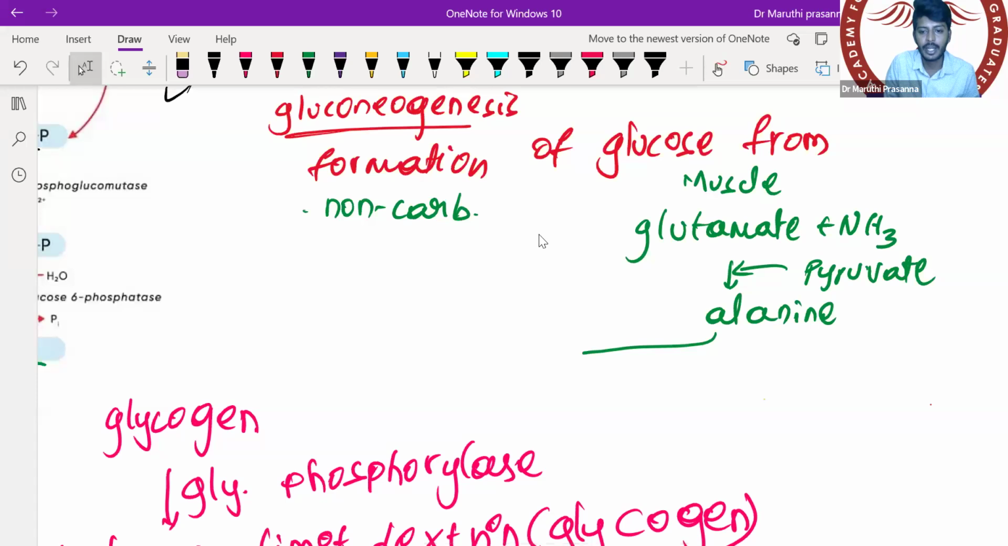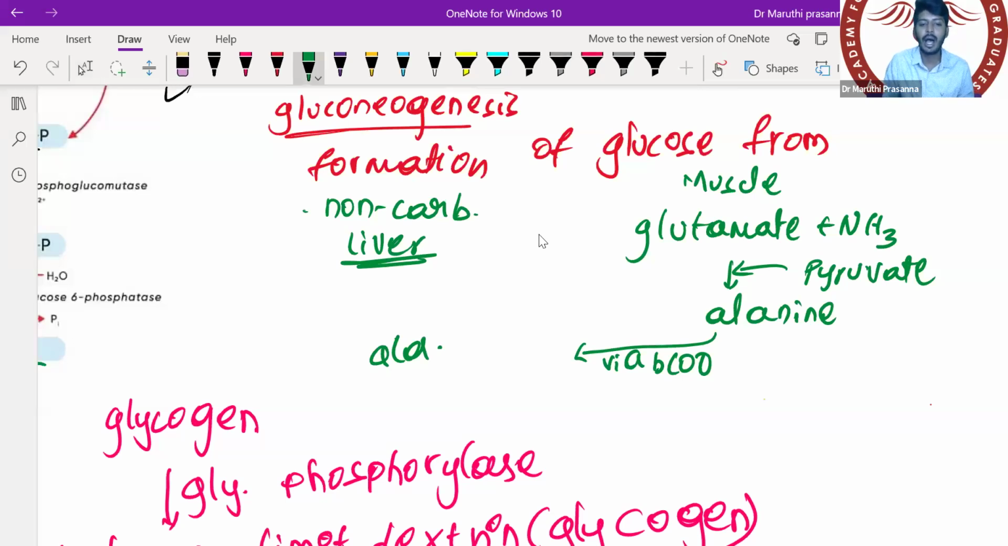Now this alanine, my dear students, enters the blood, and from the blood it reaches the liver. Alanine came into the liver. In the liver, alanine gives two substances: glutamate, and pyruvate. Now this pyruvate, what will happen?